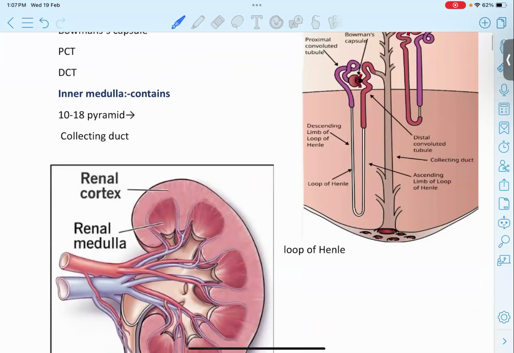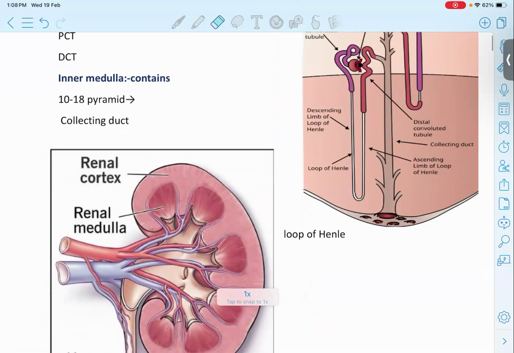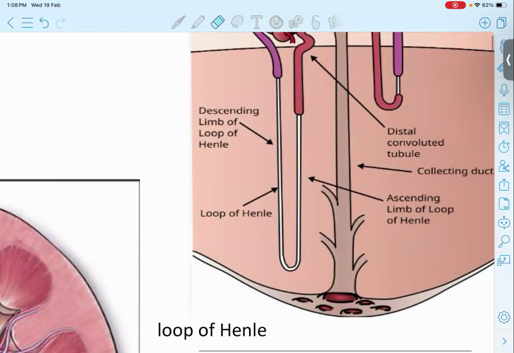Thick ascending limb. And about the loop of Henle, I want to mention one more thing: the loop of Henle has three parts. The first part is the thin descending limb. The second part is the thin ascending limb. And the third part is the thick ascending limb.